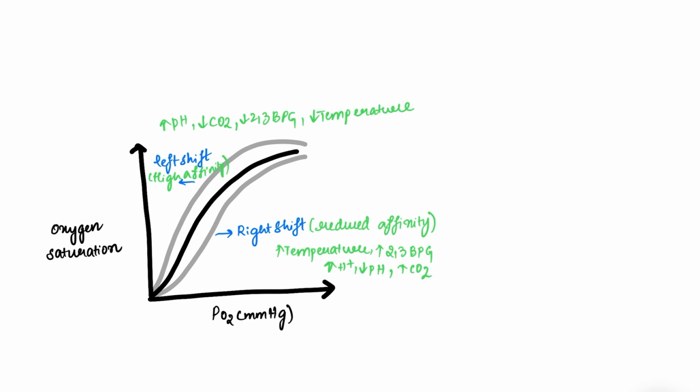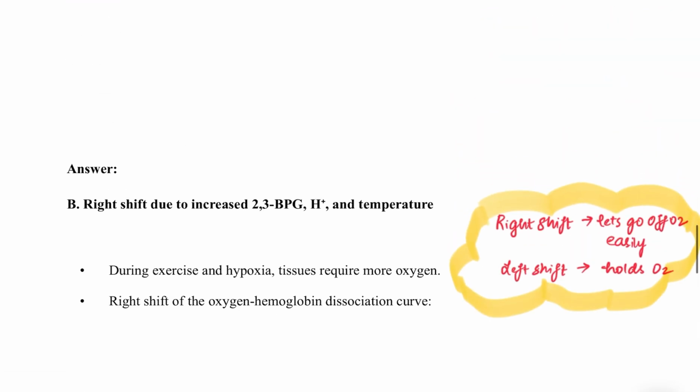And a left shift, on the contrary, will occur in the opposite conditions, like when there is a basic pH, decrease in the carbon dioxide, decrease in the 2,3 BPG, decrease in the temperature, and increase in the pH levels. All of these lead to a left shift. This left shift is also seen in fetal hemoglobin, where there should be high affinity between the hemoglobin and oxygen. So in these conditions there will be a left shift. So right shift, it lets go of the oxygen easily. Left shift, it holds the oxygen.